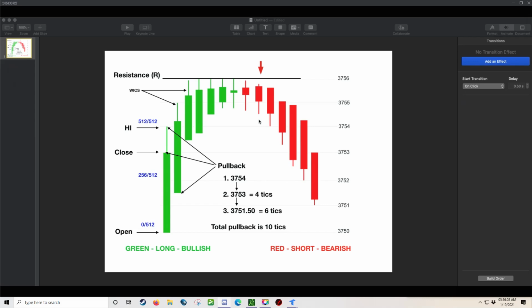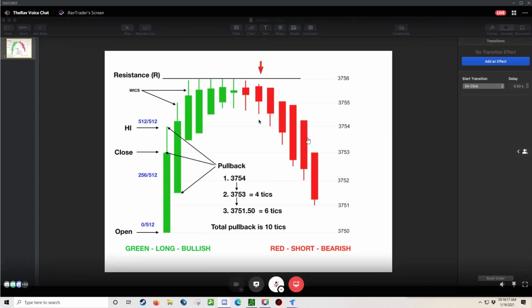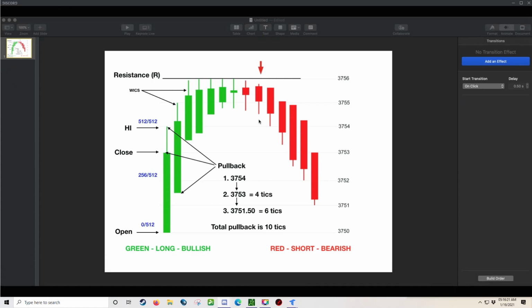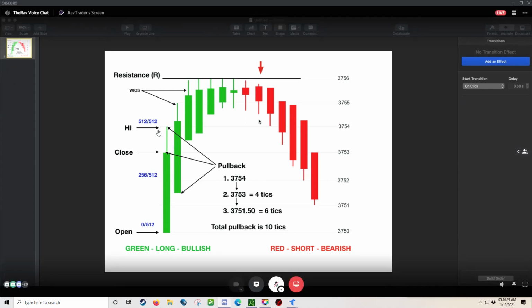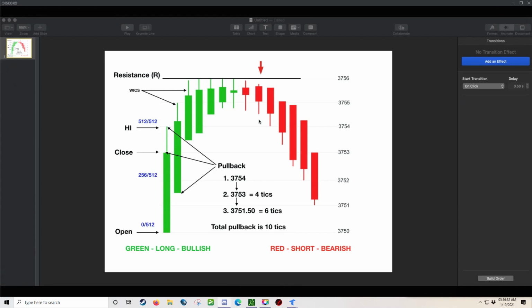Now the next part of that candle, when it runs up, is the high of the candle. That's where your wick is gonna go. The upper part of your wick is going to be the high. Now at the high, that's when it's 512 out of 512, just about when it's ready to close.